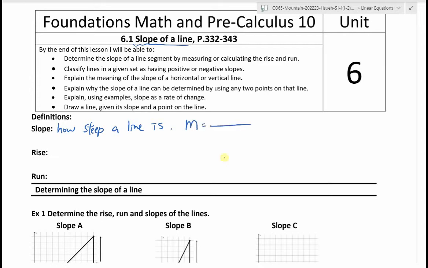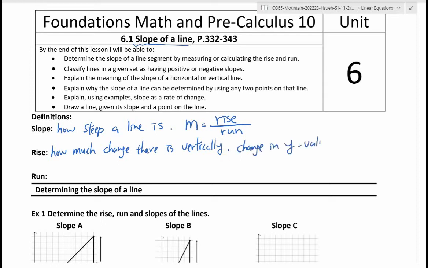And to calculate the slope, we say that the equation of a slope, so slope is equal to rise over run. Now you might ask, okay, so that's the equation, so what's the rise and what is the run? Well, rise is how much change there is vertically. Or we can usually just say that this is the change in y values. How much higher it goes up to or how much lower it goes down to. So how much change there is vertically. In other words, it's the change in y values.